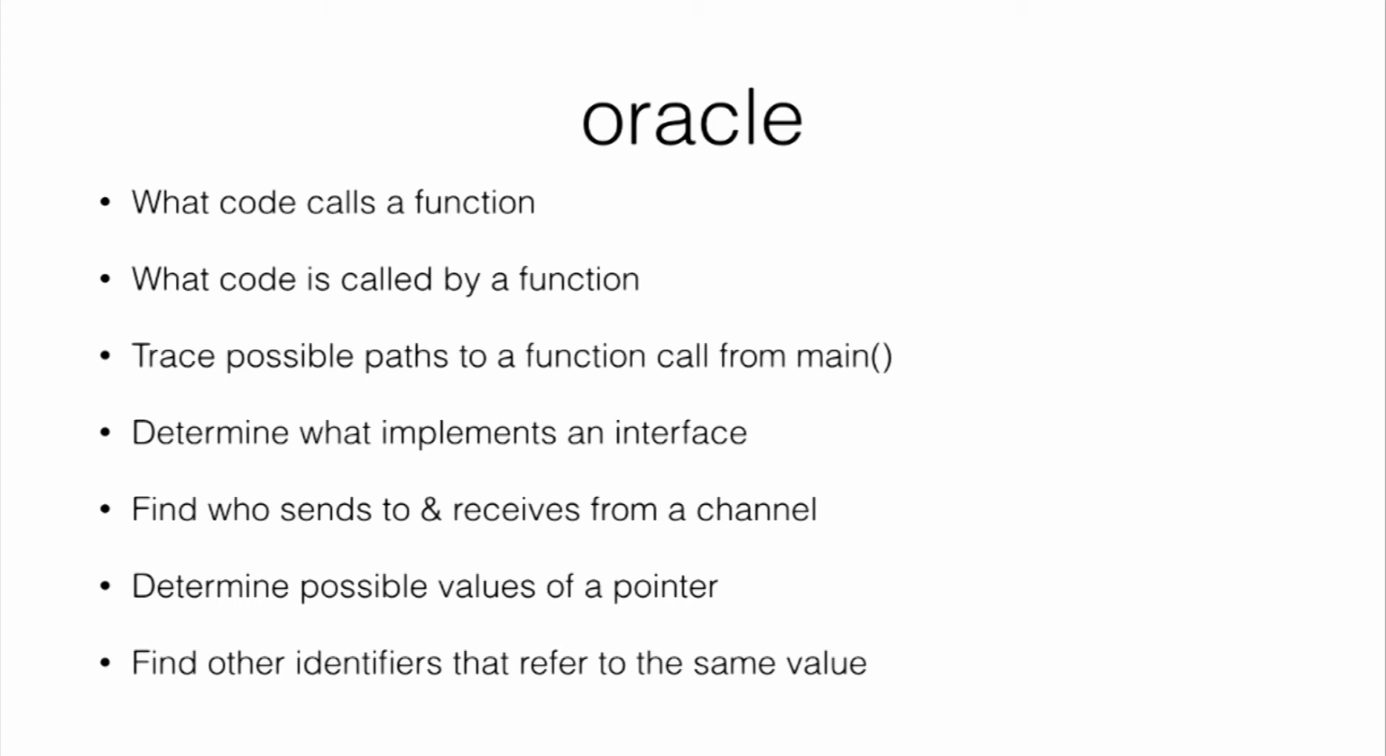You can find who sends to and receives from a given channel, given that value and where it gets passed to. You can figure out different possible values that could be in a pointer, even if it's an interface. You can also find other identifiers that have the same value, so it's been passed around.